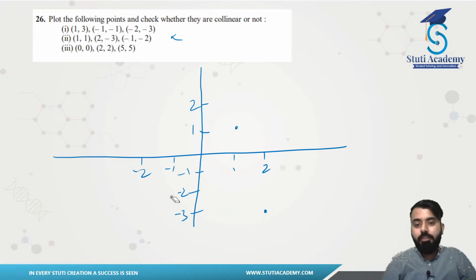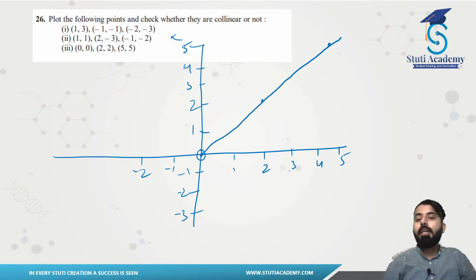Let me erase this and extend our figure. So (3, 4, 5), 3, 4, and let's say that is 5. So (0, 0) should be the point which is here, (2, 2) should be the point which is here, (5, 5) should be the point which is here. So you see this is lying on the same line.